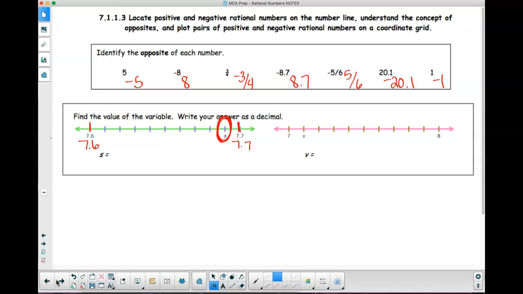It has to be somewhere between 7.6 and 7.7. Some of you might be thinking, but there's no number between there. Yeah, there is, right? There's a number between any number. It just has more decimal places.